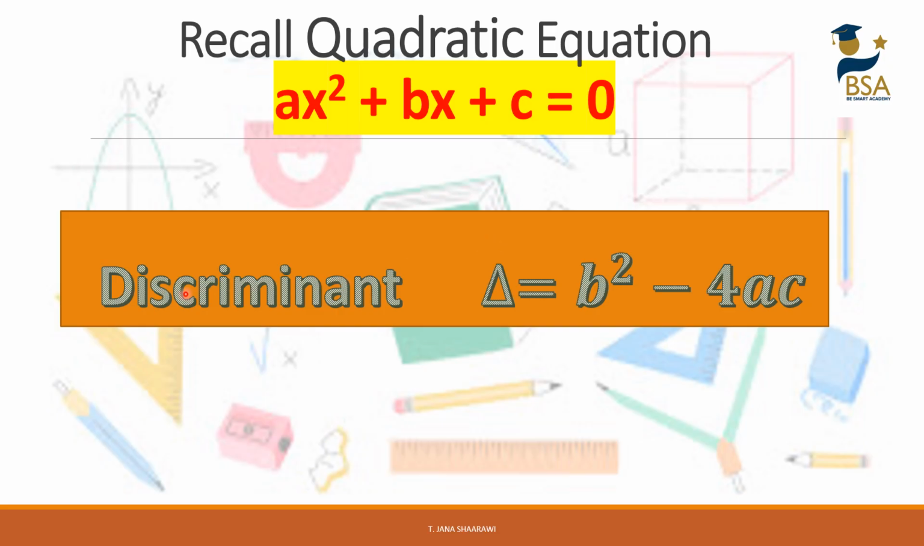Let's now introduce something new for you, which is called the discriminant, and we name it delta equal b squared minus 4ac. What do we mean by b squared minus 4ac? b is the coefficient of x, a is the coefficient of x squared, and c is the constant number. Now, we want to find delta, which is b squared minus 4ac. This quantity will be a number.